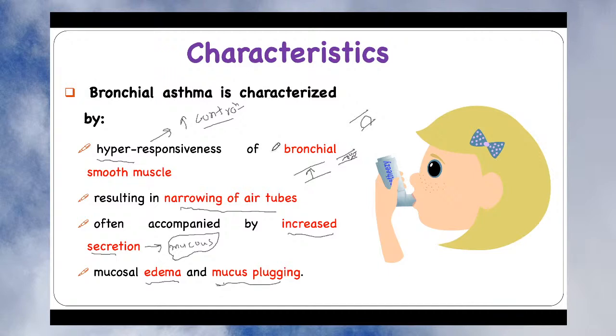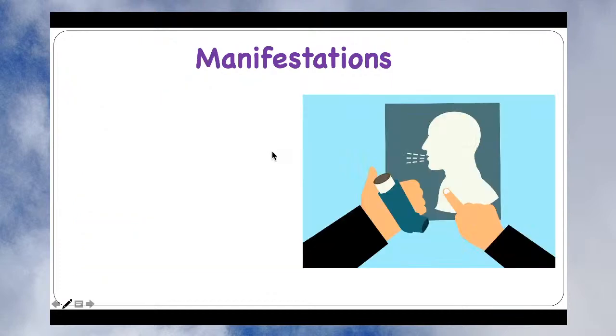Now let's see what symptoms patients show in case of bronchial asthma due to these problems. Those symptoms are called the manifestation. The symptoms shown in case of asthma are called the manifestation. The manifestation of bronchial asthma, or the symptoms, includes, first, dyspnea.